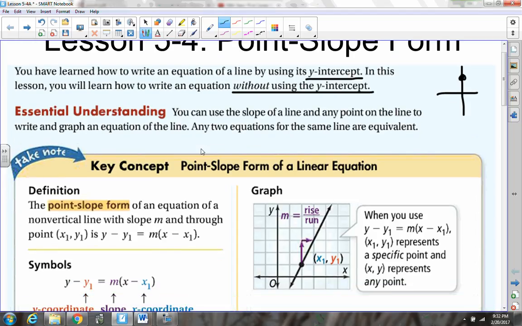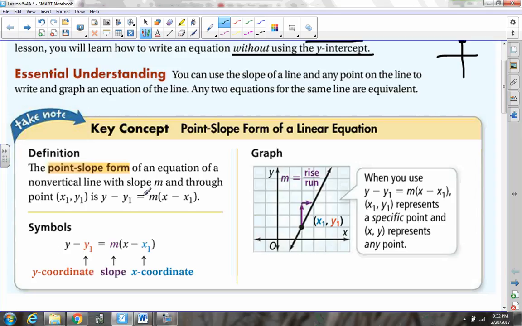The point-slope form of an equation looks like this. It looks longer than the slope-intercept form of a line, but we have to realize that some of the things are the same, like the slope right here. Slope is the same as it was before in our y equals mx plus b form. Nothing has changed here at all. The thing that has changed is that it is no longer just y equals something on the other side. Y is no longer by itself.